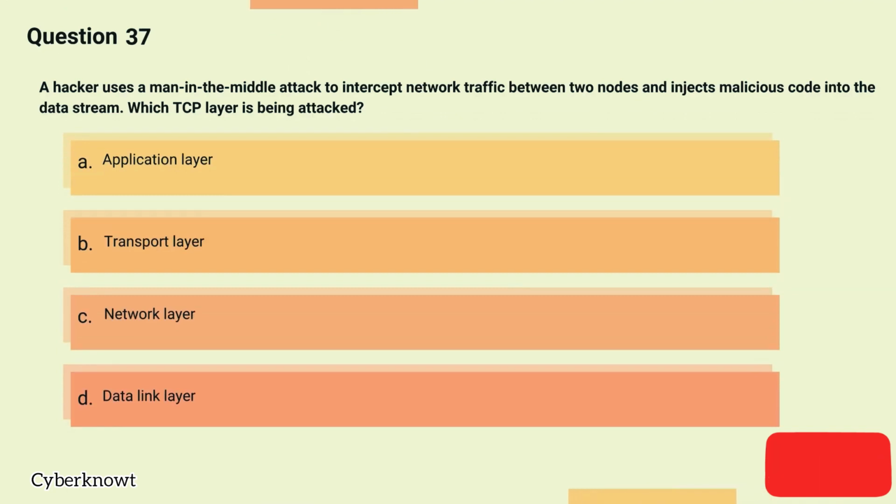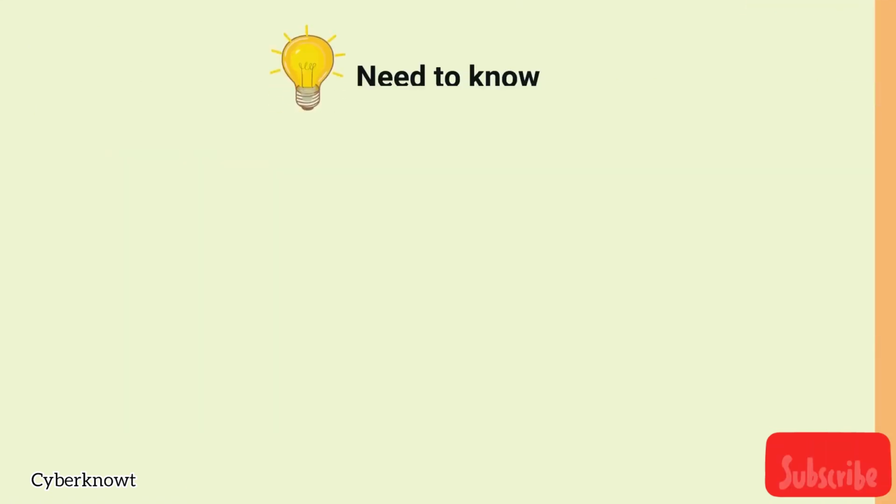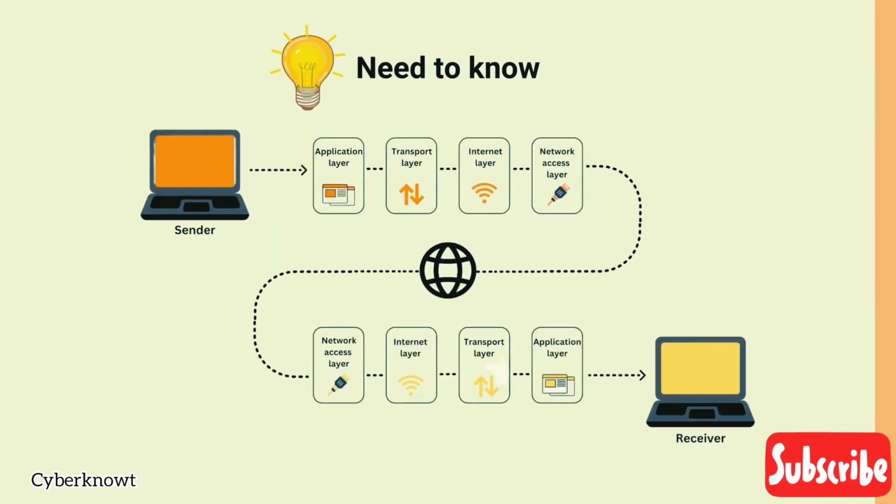Question 37. A hacker uses a man-in-the-middle attack to intercept network traffic between two nodes and injects malicious code into the data stream. Which TCP layer is being attacked? Option A. Application layer. Option B. Transport layer. Option C. Network layer. Option D. Data link layer. The correct answer is Option B. Transport layer. Explanation. The transport layer is responsible for providing reliable data transfer services to the upper layers. In this scenario, the hacker is intercepting network traffic and injecting malicious code, which is an attack on the transport layer.